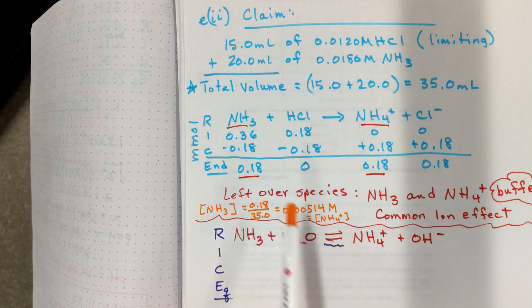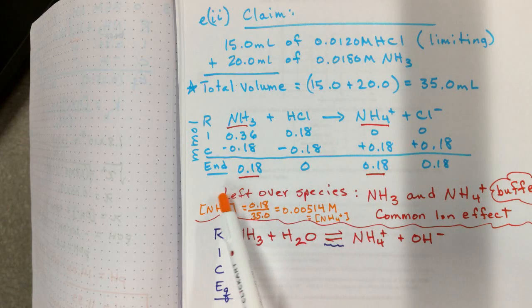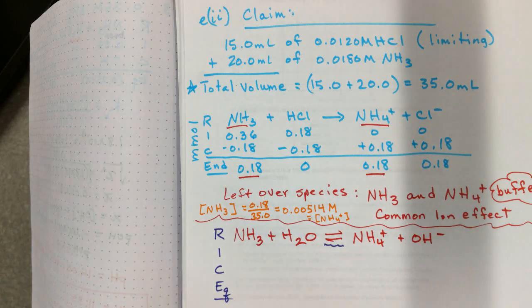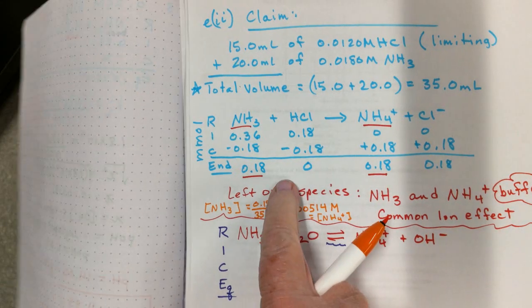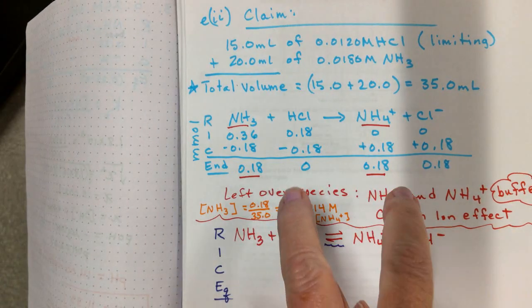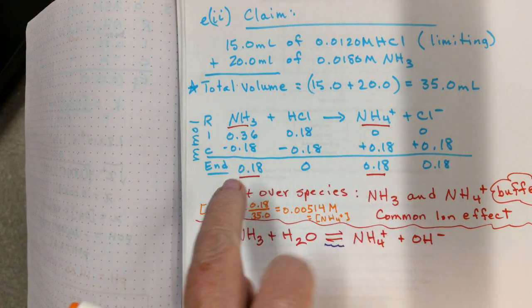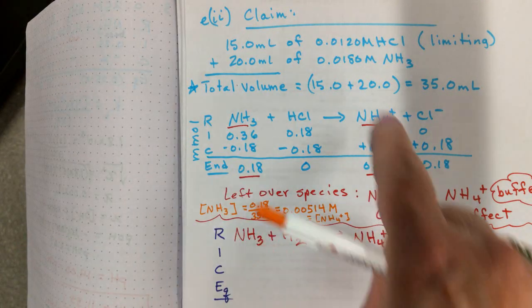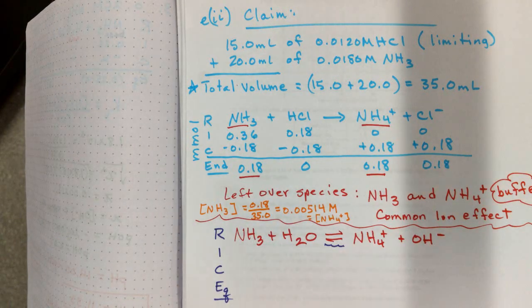It's just because we're at the half equivalence point. So you've neutralized half the acid and you've made that same amount of salt. So this is a special case, the half equivalence point of a titration. You'll always have equal molar amounts of the leftover base in this case and its conjugate acid.